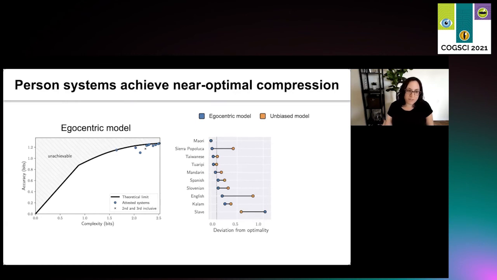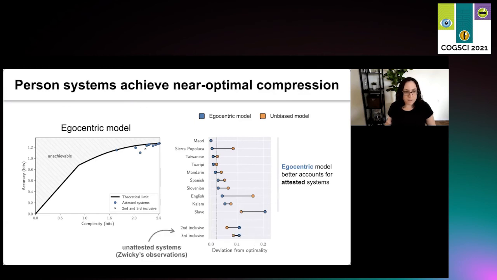And recall that each model predicts that efficient systems are more likely to be attested. As you can see, almost all attested systems are more efficient under the egocentric model, suggesting that they are better suited for communication in the presence of an egocentric bias. In addition, comparing these results to the 2 unattested systems, according to Zwicky's observation, shows that the egocentric model predicts a substantial efficiency gap between the attested and unattested systems, whereas the unbiased model better accounts for the unattested systems and does not really separate them from the actual systems in our data.